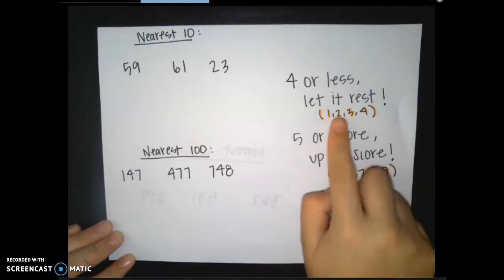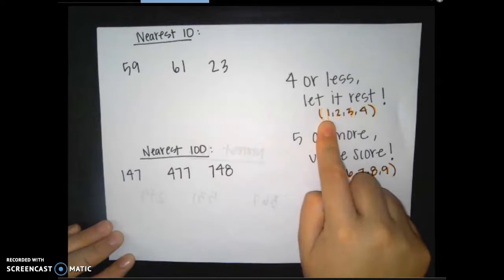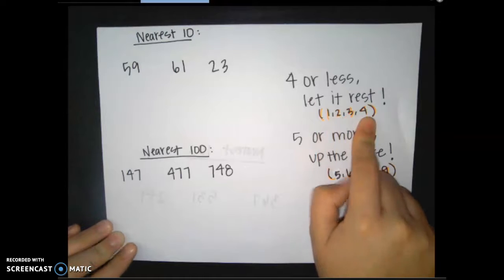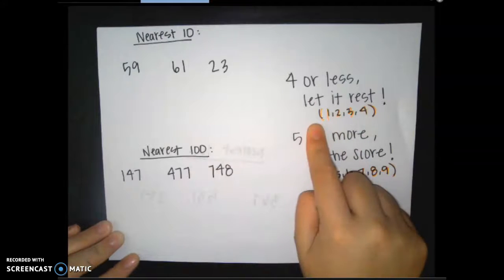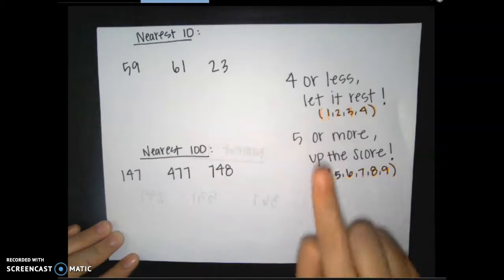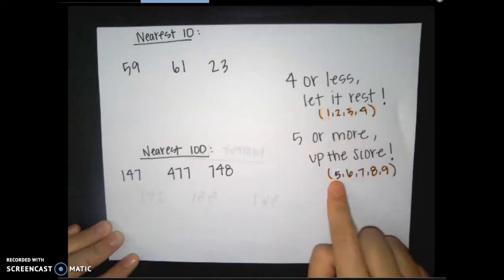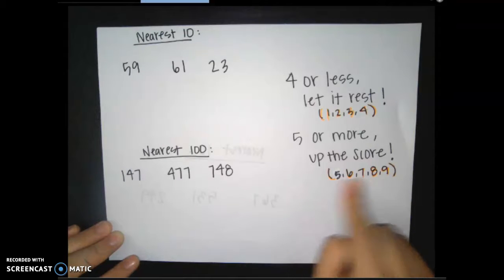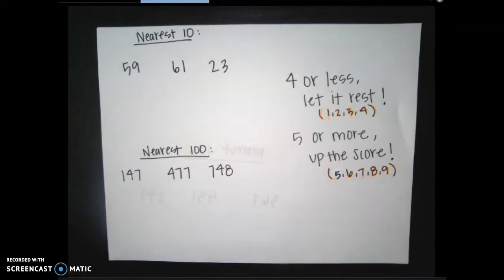So if the place value that you're looking at to help you determine if you're rounding up or down is a 1, 2, 3, or 4, you're going to go down. So the place value that you're rounding to stays the same. 5 or more, 5, 6, 7, 8, 9, your place value is going to go up. So that digit's going to go up 1, and everything else becomes a 0 for both of them.